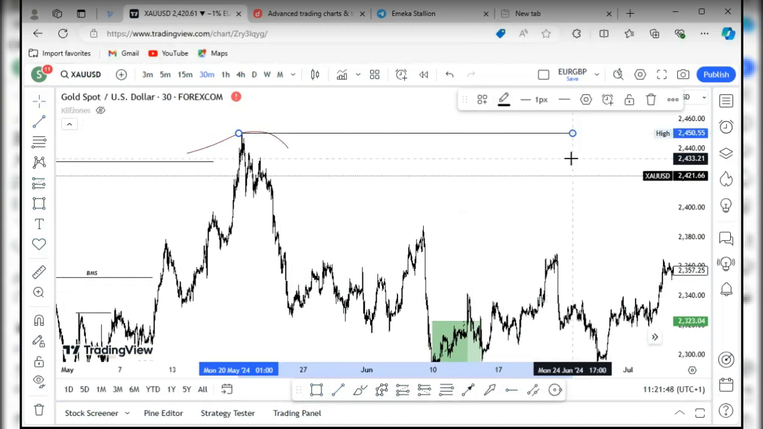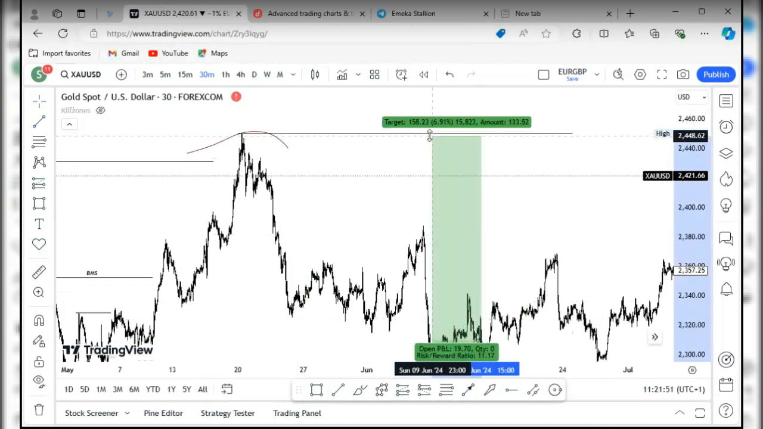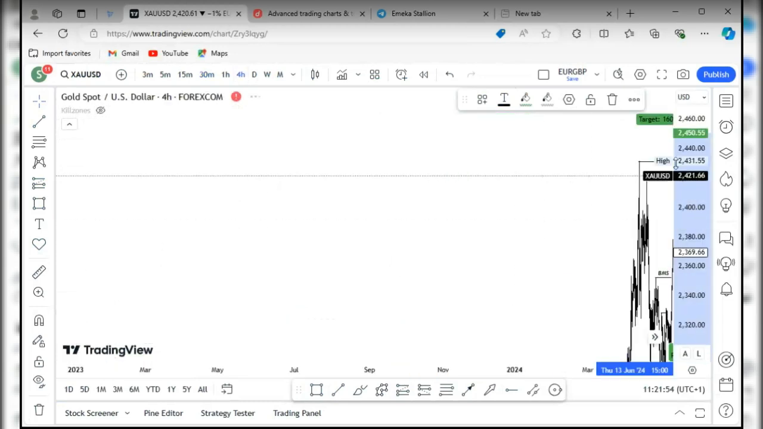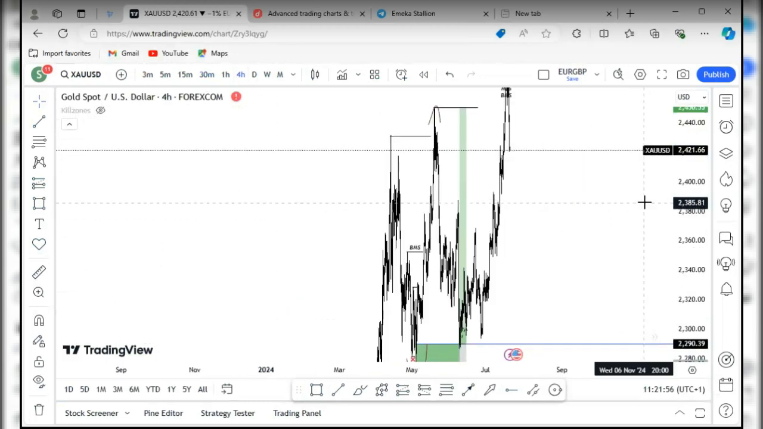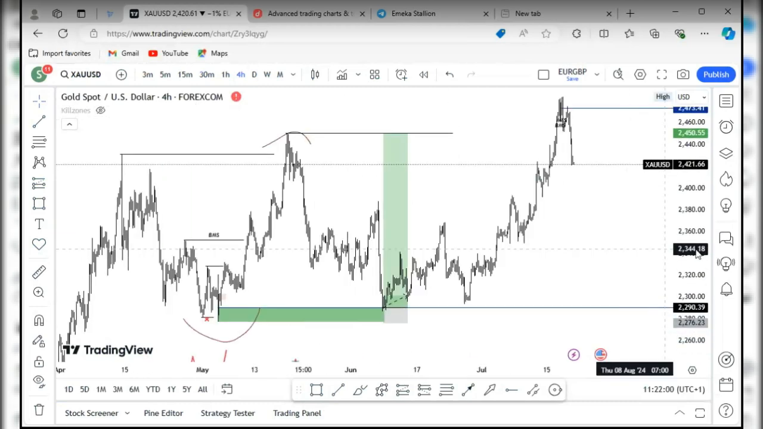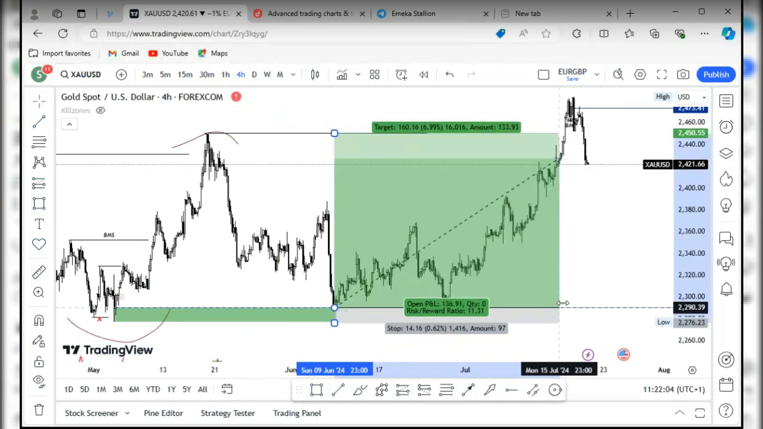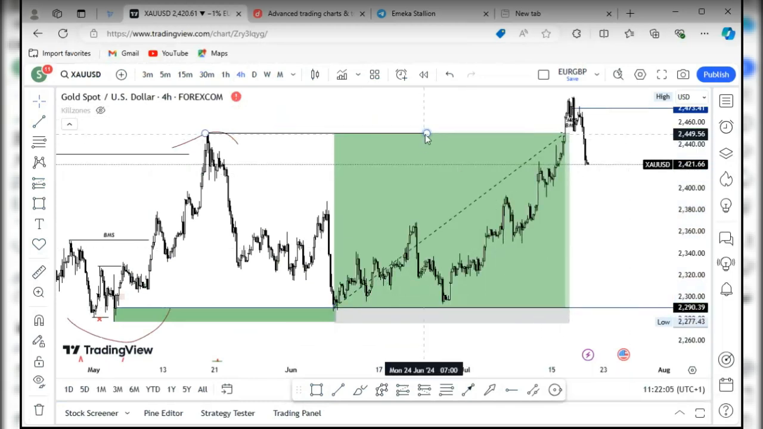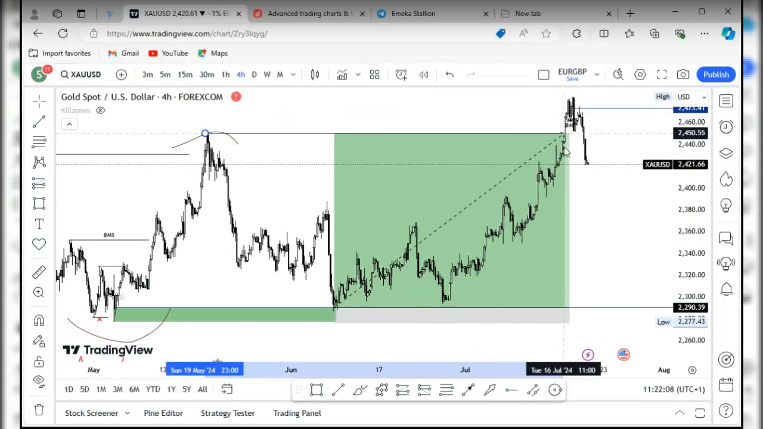I don't know how long, but let's see if we got that. So I can go to 4 hours now so that I can drag and extend the chart. So that was how we caught that entry on gold and held.